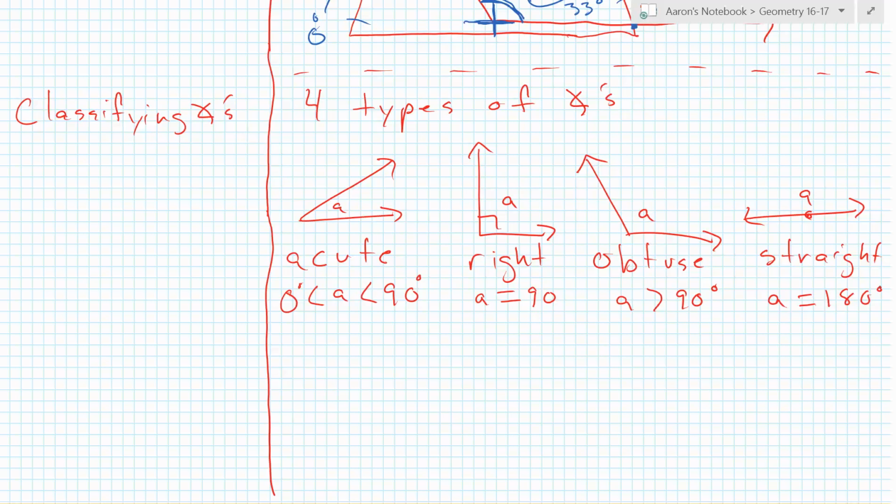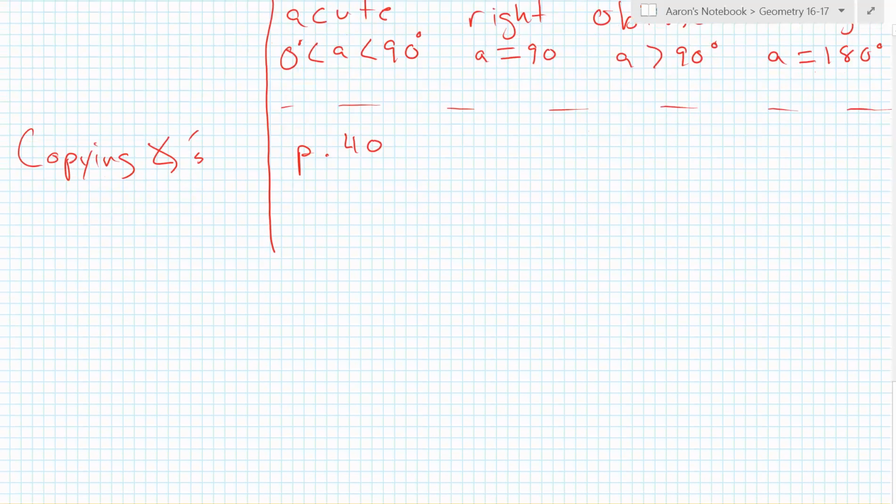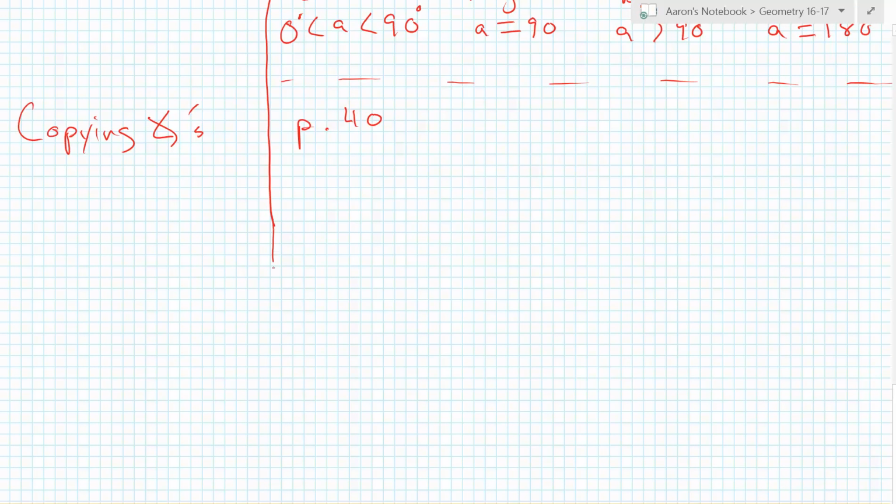There is a section on copying angles. We're going to do a little workshop on this on Wednesday, but to get a preview, the example is on page 40 in your text, in case you wanted to peek ahead.